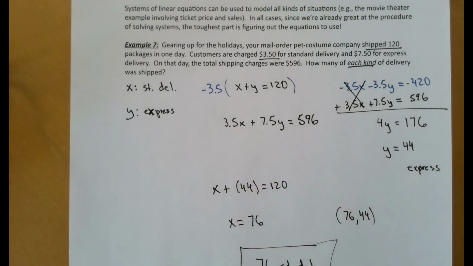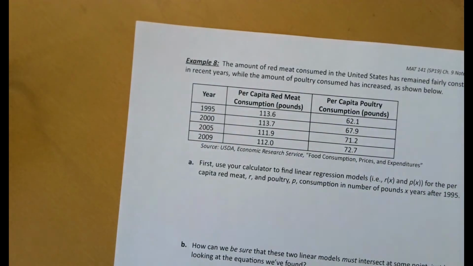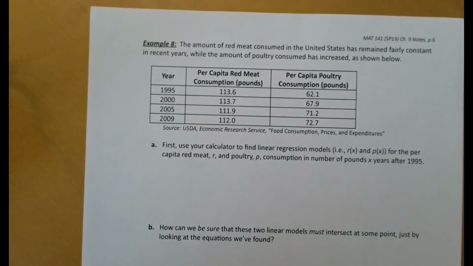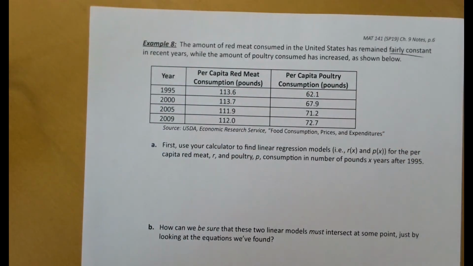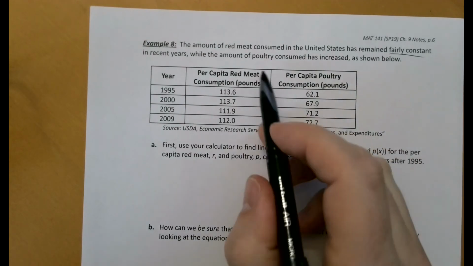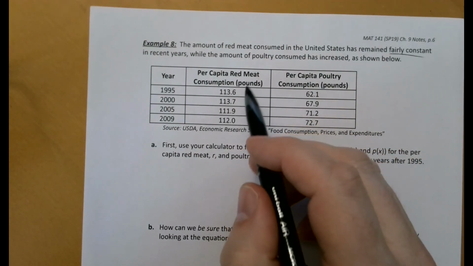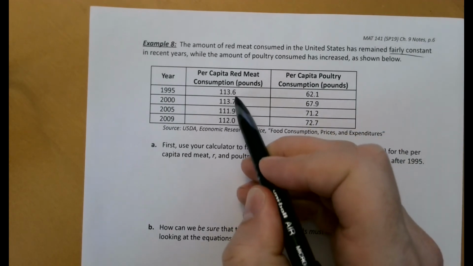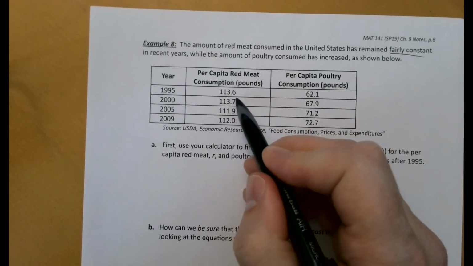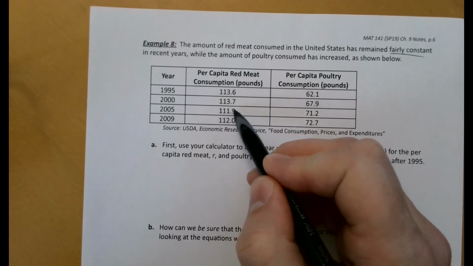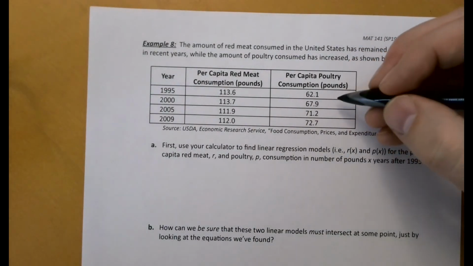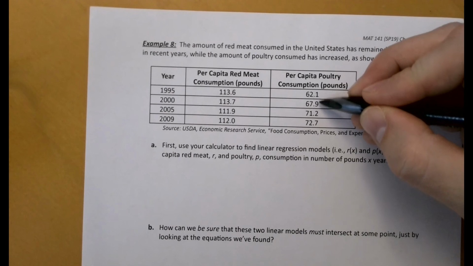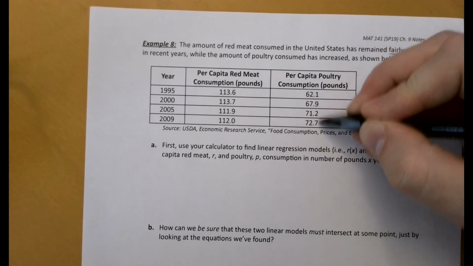All right, let's do another one. So this equation, well, let's read this. So this is the amount of red meat consumed in the United States, and it's stayed fairly constant in recent years, while poultry has increased. So red meat stayed the same, but poultry has gone up. And if you look at these numbers, that seems relatively true, although there's a little bit of a dip here, but then it's climbed back up. But those are all right around that 110 range. Where this goes 60, upper 60, 70, I mean, that's not a huge increase, but whatever.